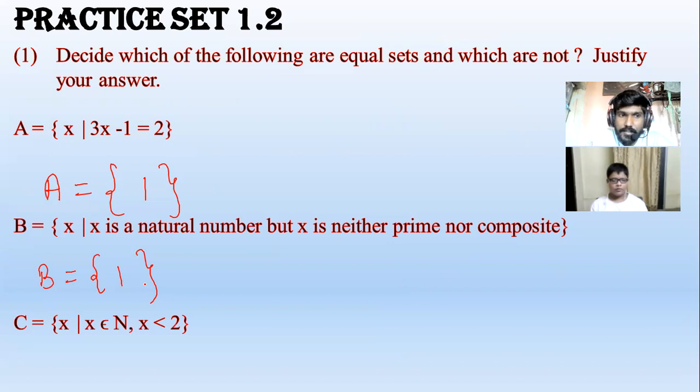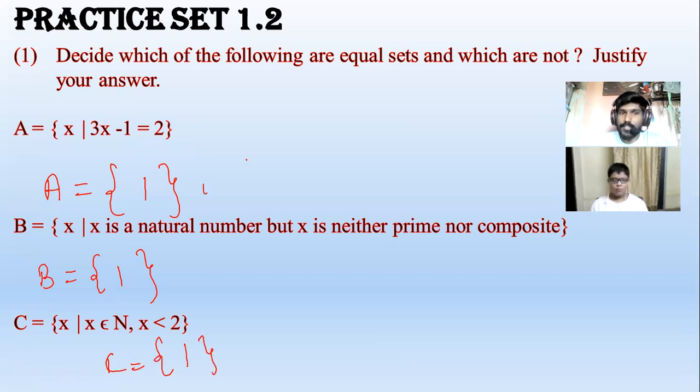C, can you read C? The set C is the variable X such that X belongs to the natural numbers and X is less than 2. So which is a natural number less than 2? 1. Any other natural number less than 2? No, sir, only 1.